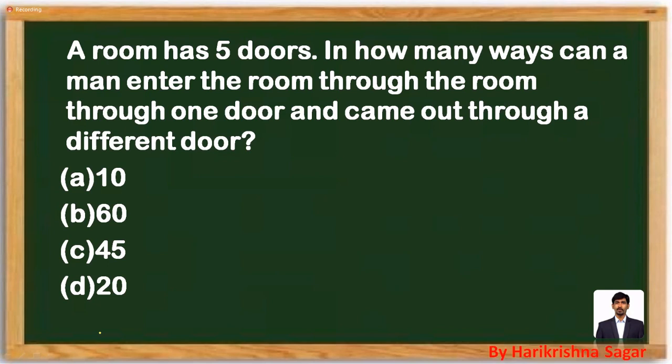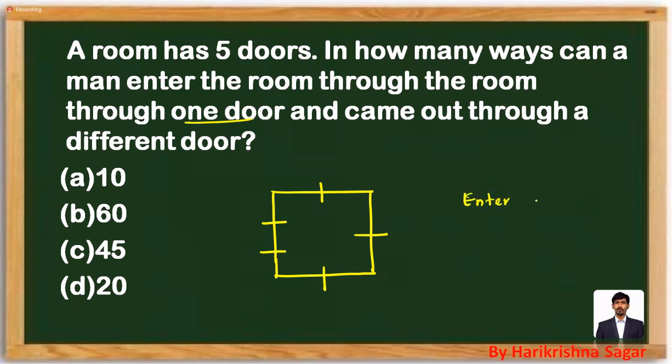If you observe the data carefully, a room has five doors. Let's assume this is a room which is having five doors, and these are the five doors. As per the information, in how many ways can a man enter into the room through one door and come out through a different door? So here, the condition is a man should enter and he should exit.